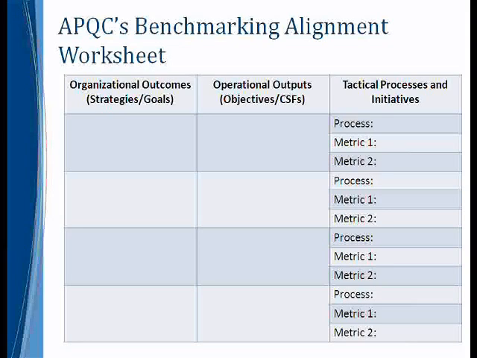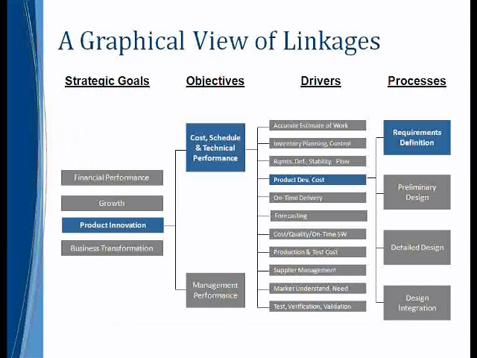And these are the measures and metrics that are the output or the outcome measure for that process. They're going to be those leading and lagging indicators that are stated very specifically and defined very specifically. And they help maintain that alignment, or that roll up to the higher level of the organizational outcome. So let's look at a few examples of the benchmarking alignment worksheet.